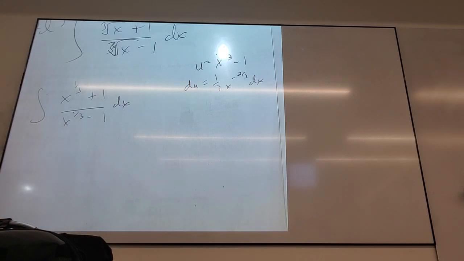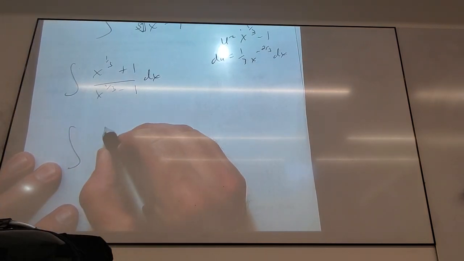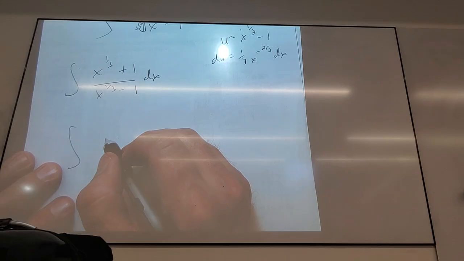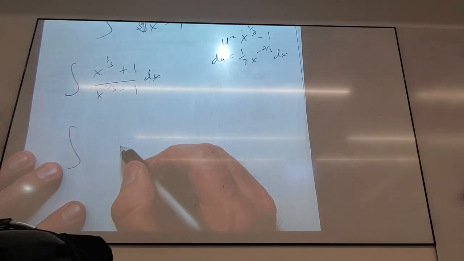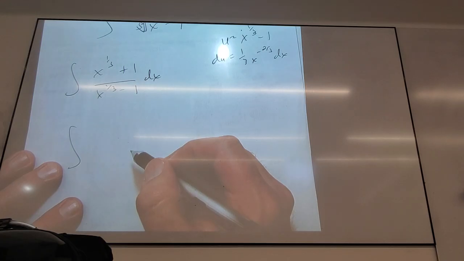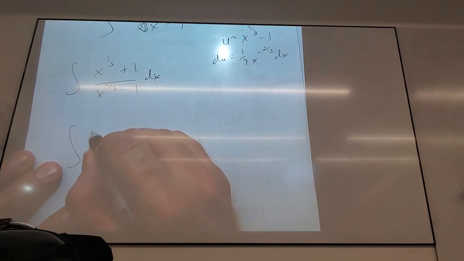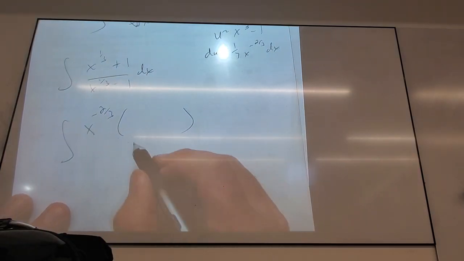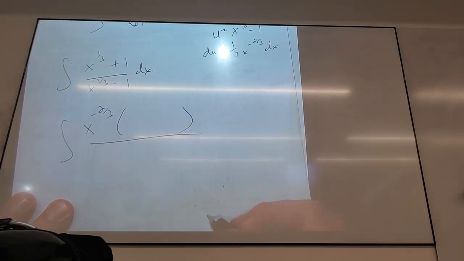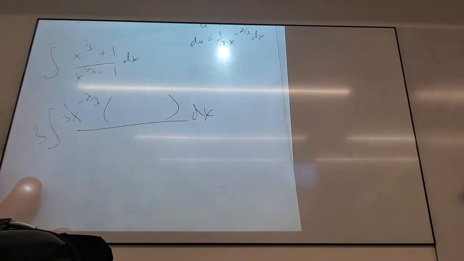Don't I want an extra negative 2/3 on top? There are two ways to do this. Let me think, which way do I want to do it? I'm going to do it this way because it's the more interesting one. I'm going to take an x to the negative 2/3 out of the top. I just am. And at the same time, I could put a 3, so I could put a 1/3. So do I see my du?